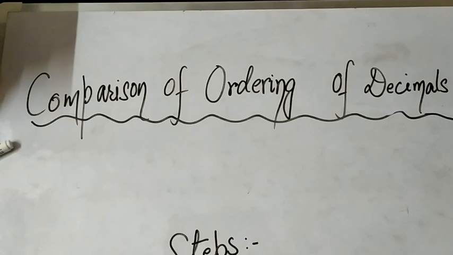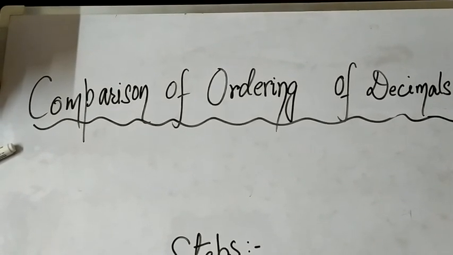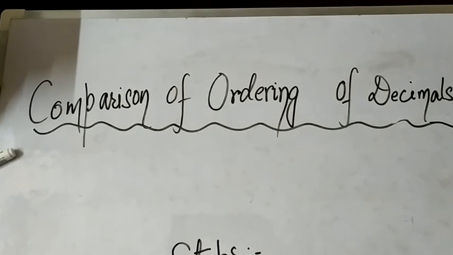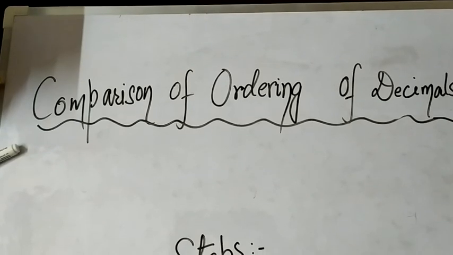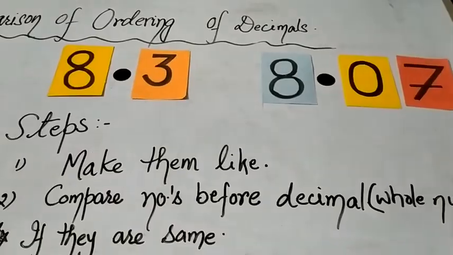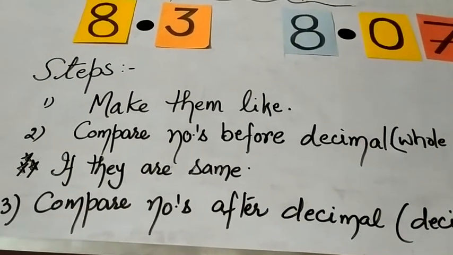Hello students, today's topic is comparison and ordering of decimals. In this topic we will learn to compare decimals and to order, which means to arrange the decimal numbers in ascending and descending order. Let's start. To compare the numbers we have to follow three steps.